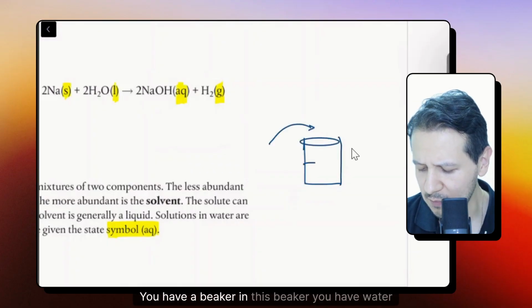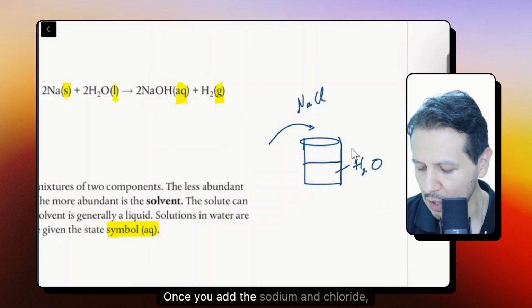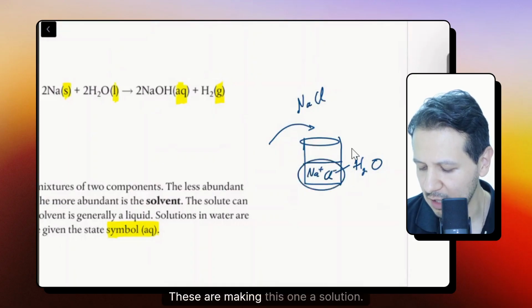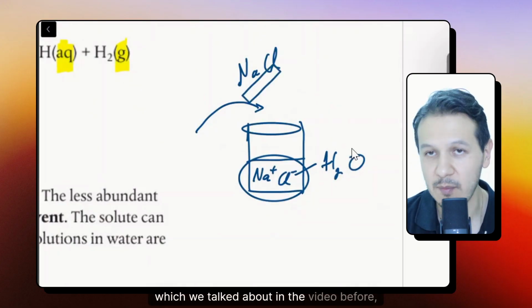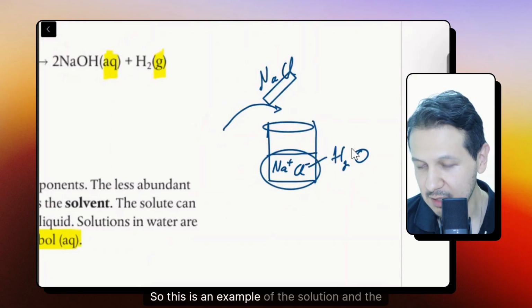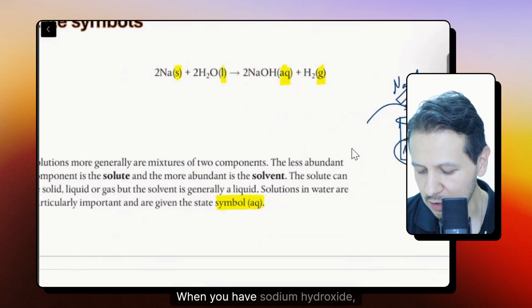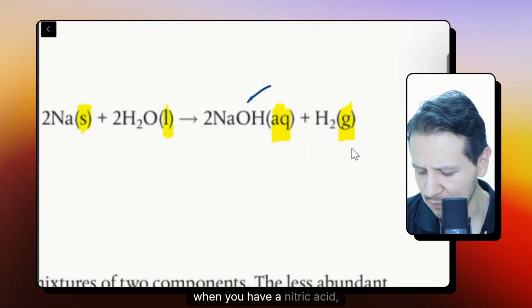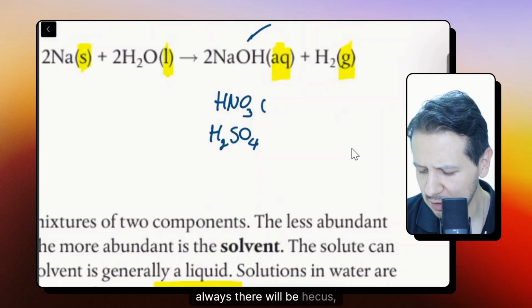A clear example that you can find: you have a beaker. In this beaker you have water, and we have sodium chloride. Once you add the sodium chloride, then we have the sodium ions and the chloride ions. These are making this one a solution, and this solution, which we talked about in the video before, is a homogeneous mixture. So this is an example of the solution and the aqueous state. When you have sodium hydroxide, nitric acid, sulfuric acid, or different salts, there will always be aqueous.